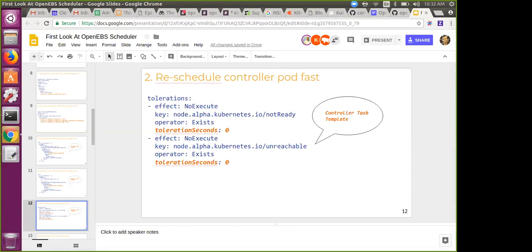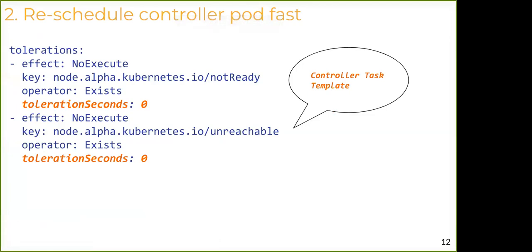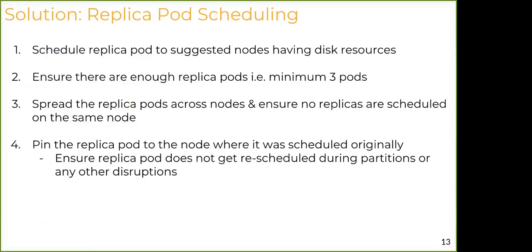All right. So it looks like people are able to follow it. So let's move on. Okay, we were talking about toleration seconds. We'll move on to the next one. So this is the end-to-end controller scheduling, right? This is how OpenEBS tries to manage controller scheduling.